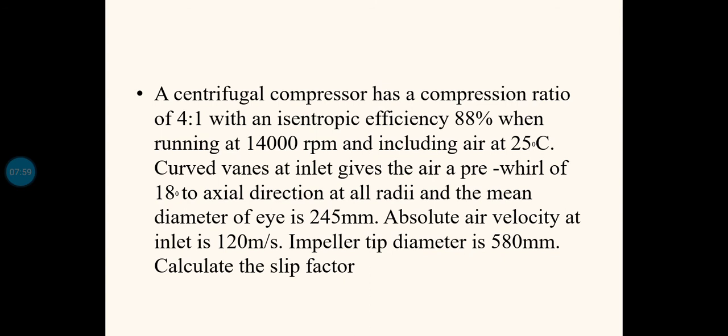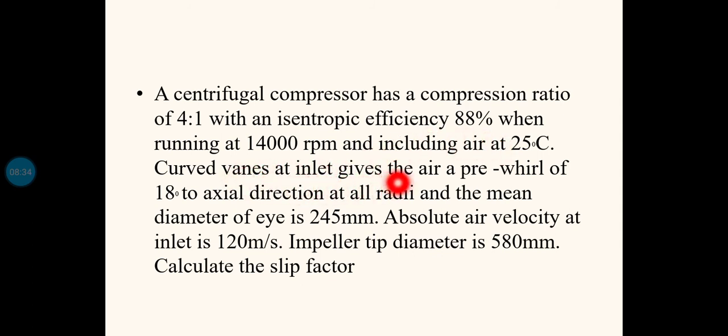Now the second problem: a centrifugal compressor has a compression ratio of 4:1. That is P2 by P1 equals 4:1. The isentropic efficiency is 88%. See, here isentropic efficiency is given. When running at 14,000 rpm, so N is given, and inducing air at 25 degrees Celsius. That means air is taken into the compressor at a temperature of 25 degrees Celsius. This is the inlet temperature T1. T1 is 25 degrees Celsius. We can convert it into Kelvin by adding 273. So finally we will get T1 equal to 298 Kelvin.